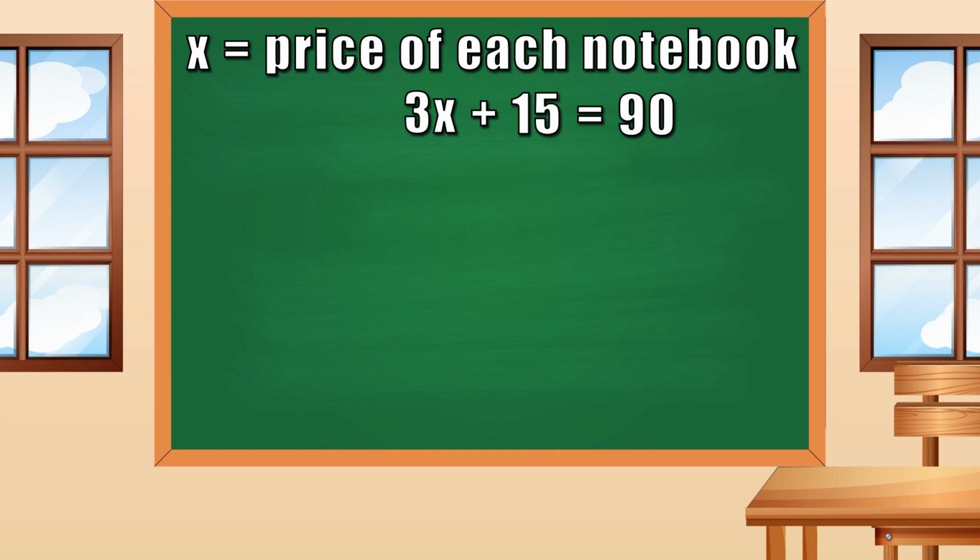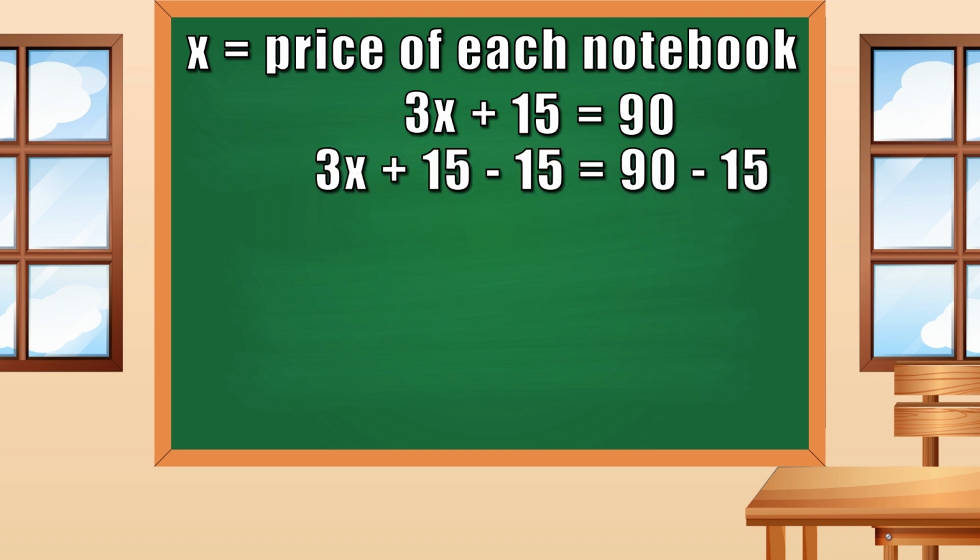Next step is we're going to try to isolate the variable. To do that, we can subtract 15 from both sides. So we're going to have 3x plus 15 minus 15 is equal to 90 minus 15. That's going to take out 15, and 90 minus 15 is 75. So the equation becomes 3x is equal to 75.